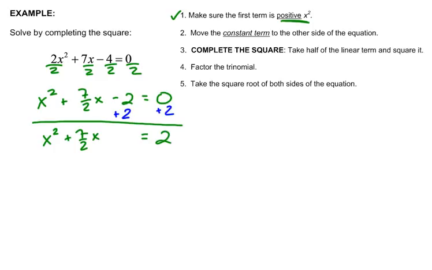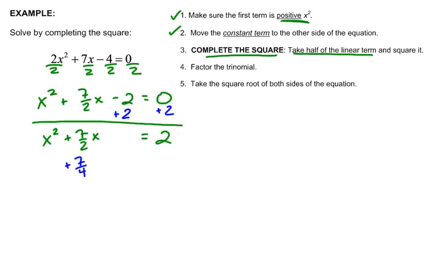And at this point, we've done the first 2 steps. We have to now complete the square. And we're going to take half of the linear term and square it. We mentioned this in class the other day. To take half of a fraction, you are going to double the bottom number. Okay, that's basically how we take half of any fraction. We just take the bottom number and double it.